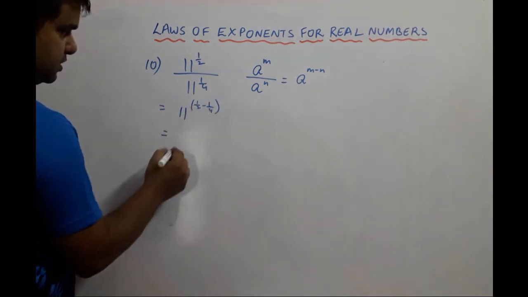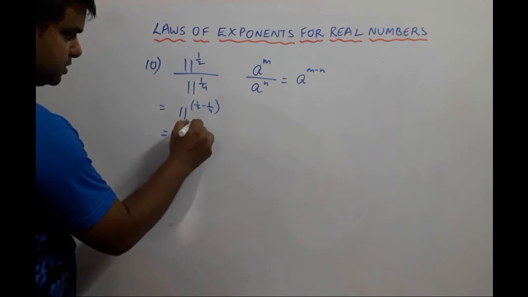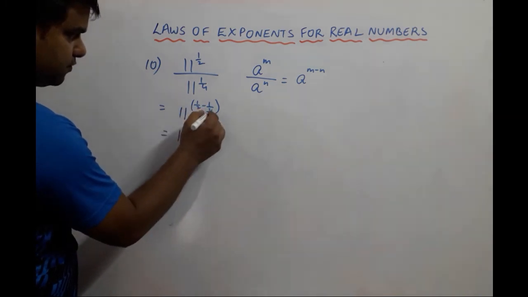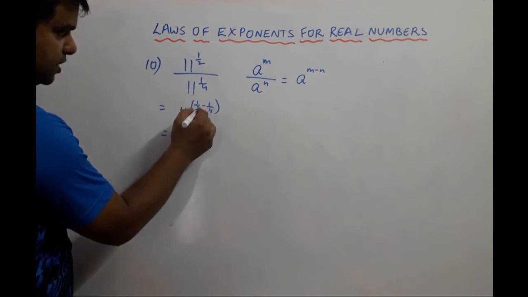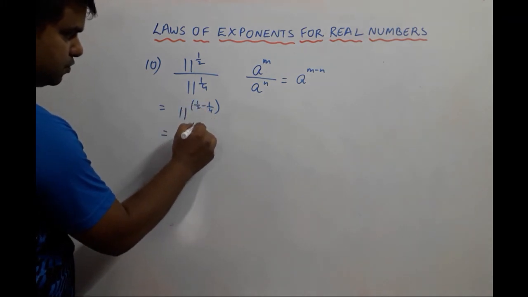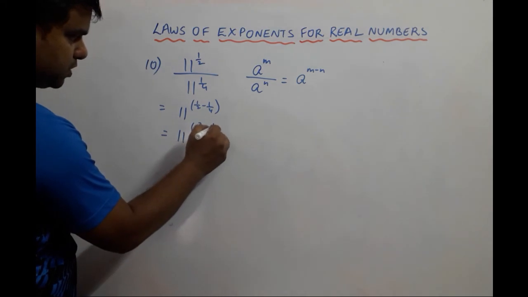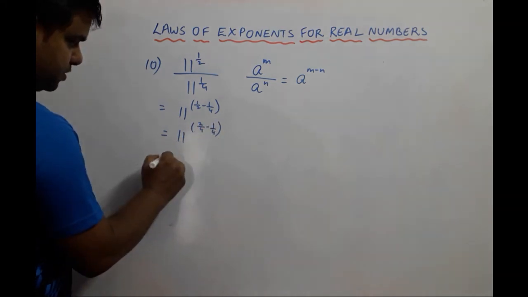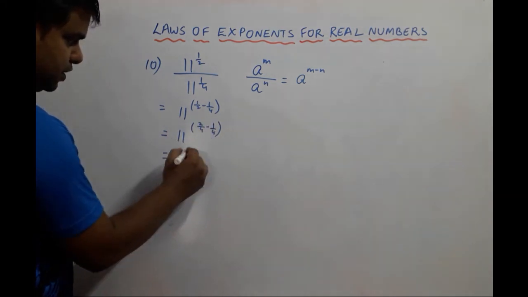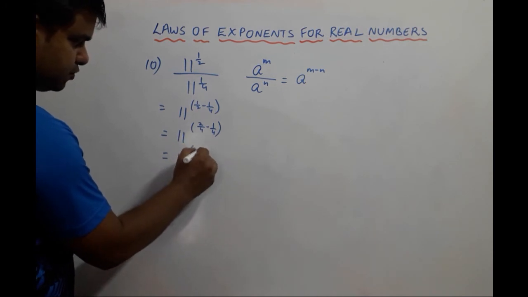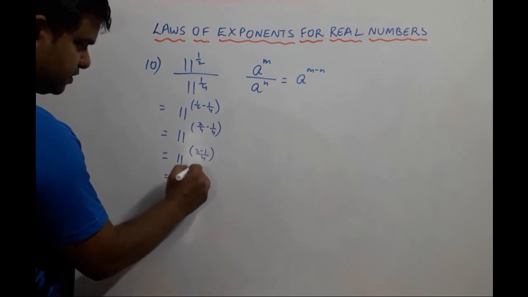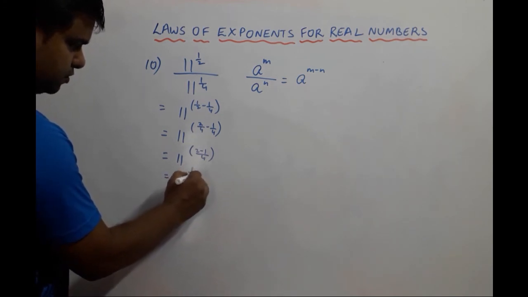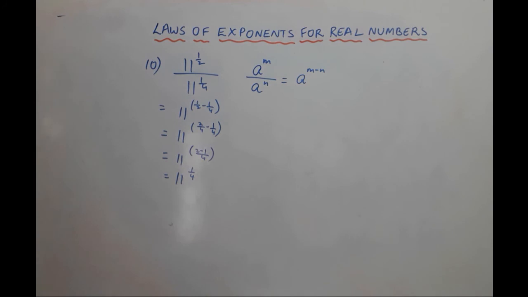We will have to get an LCM over here, so we'll keep this as 4 and multiply it over here in the numerator and denominator by 2. So we get 2 upon 4 minus 1 upon 4. And now that we have got the denominator the same, we can subtract 2 minus 1 upon 4. So we'll get 11 raised to 1 upon 4, and that is our answer. Right?